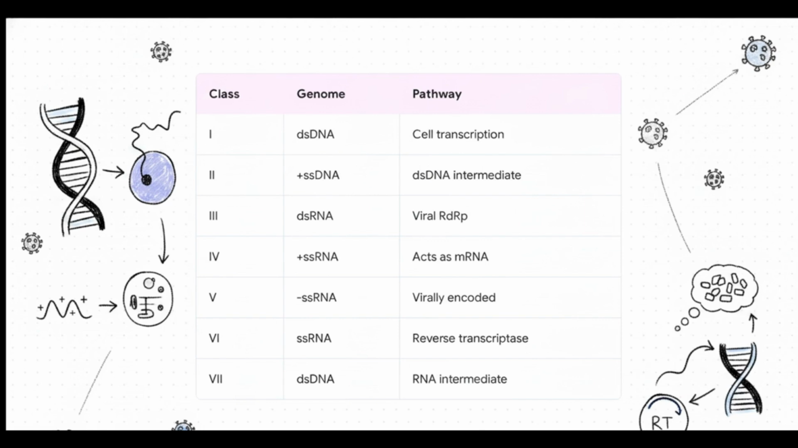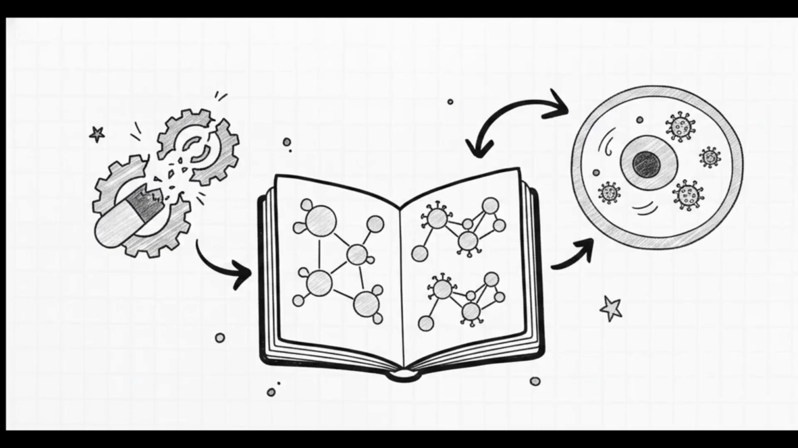And then you have the rule breakers, like Class VI retroviruses, which start with RNA but use an enzyme called reverse transcriptase to create a DNA intermediate. Now, this isn't just academic trivia. It's intensely practical. For a diagnostic scientist, knowing a virus's Baltimore class is like having its operational playbook handed to you. It immediately predicts crucial clinical details.